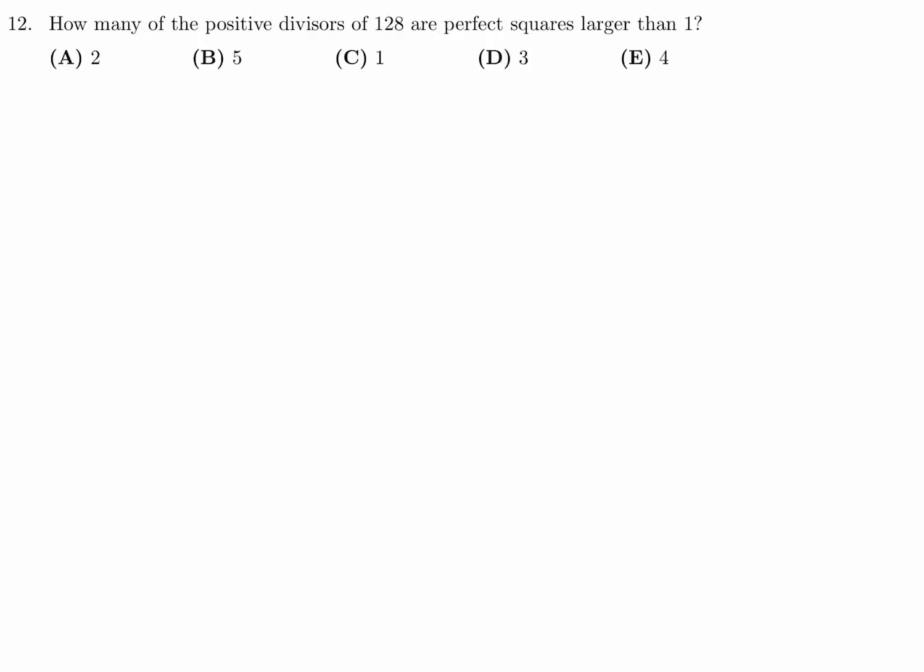How many of the positive divisors of 128 are perfect squares larger than 1? Well, let's list the positive divisors of 128. 128 is actually 2 to the power of 7. So it'll be 1, 2, 4, 8. Just multiples of 2, really. 16, 32, 64, and 128.